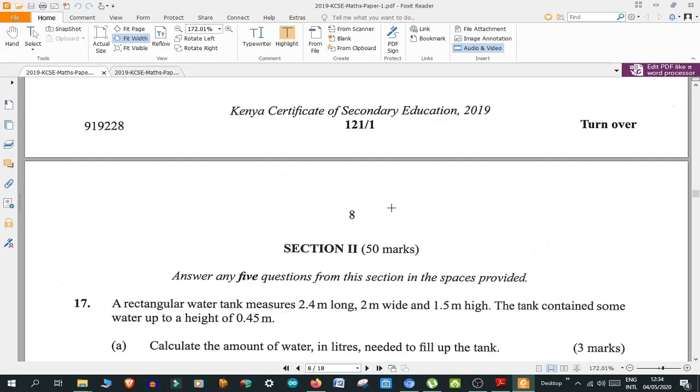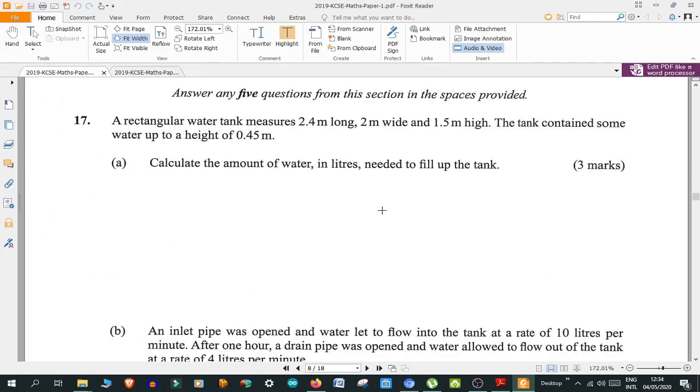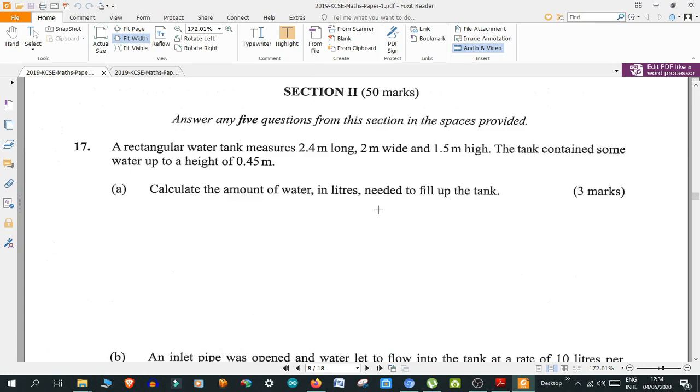So remember, I'm not tackling the questions, I'm just showing you what the KCSE 2019 PP1 entailed. And section 2 is a section where you're supposed to select 5 questions. So like you can see, the first question is a question on volume.